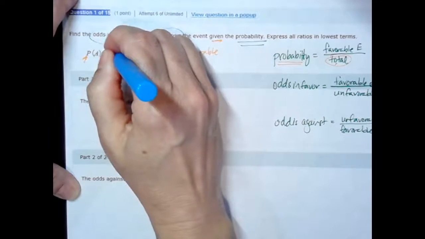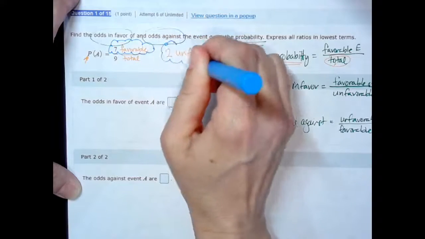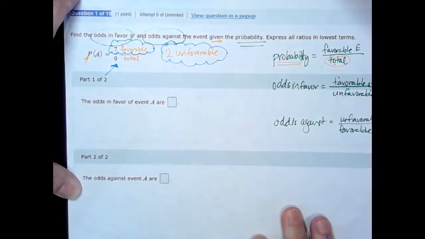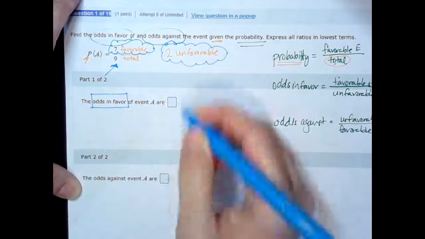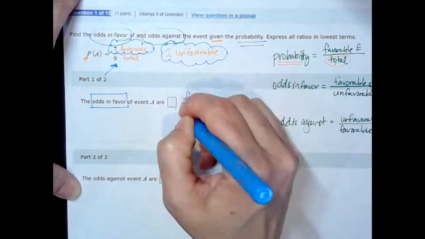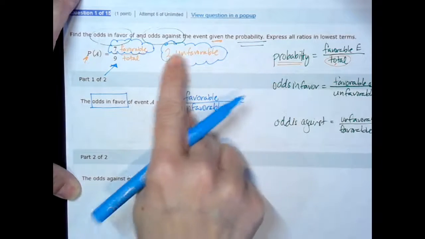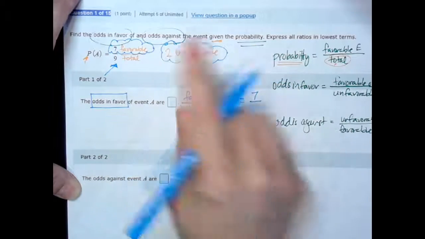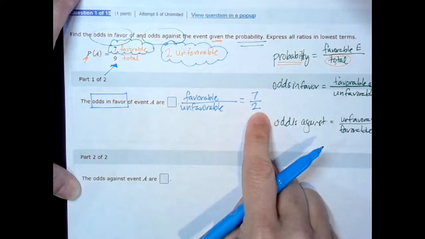So now I've broken it into pieces. I know that there are 7 favorable, there are 2 unfavorable, and there are 9 total. Okay, those are the things I know. So I'm looking for odds in favor. So when I write my ratio, I have to have favorable over unfavorable. And so my favorable, we know from up here, was 7, and my unfavorable was 2. So the odds in favor would be 7 over 2.